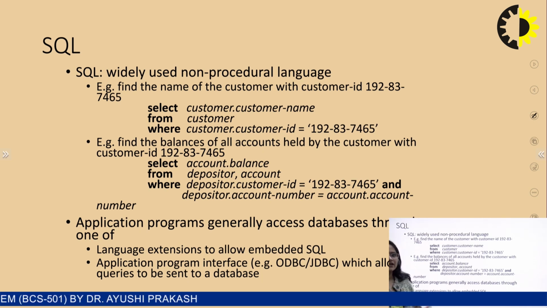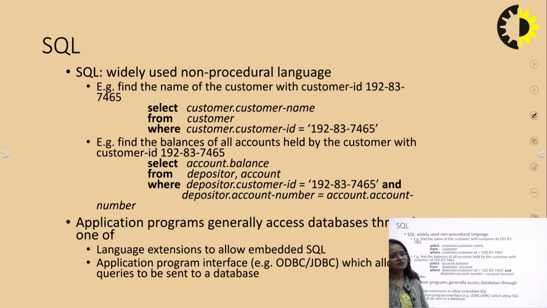So this is a simple non-procedural language, and a simple example of finding the name of the customer with customer ID 192837465. Again, another example: let's suppose we find the balance of all accounts held by the customer with customer ID 192837465. So here we have to select balance. Whose balance? Account dot balance. Which tables do you need? From depositor and account, because from these two tables we can get the information about the account balance.